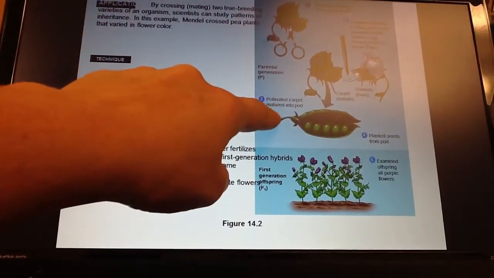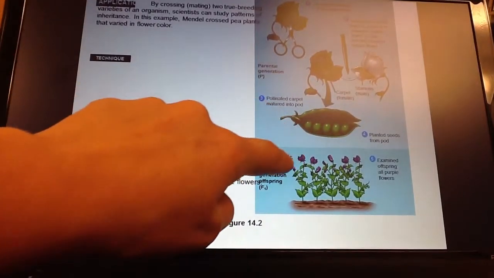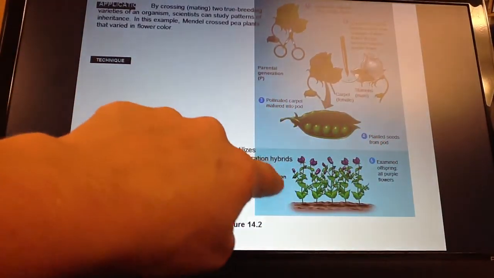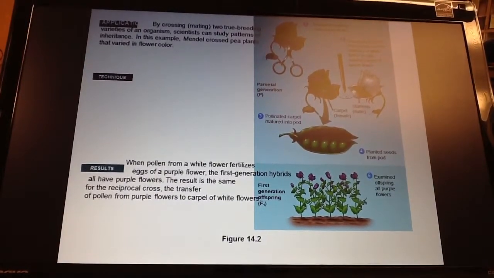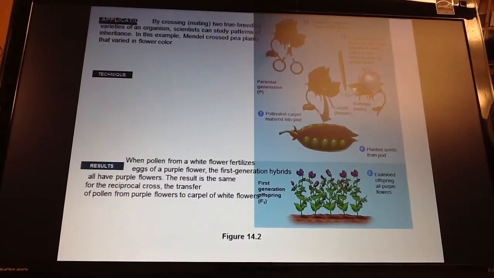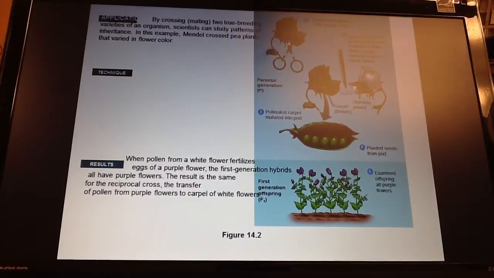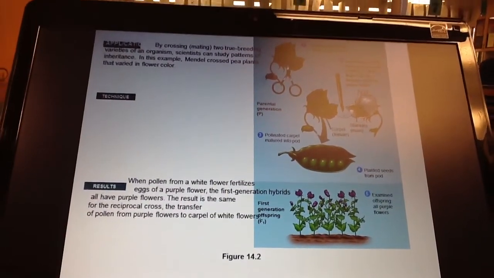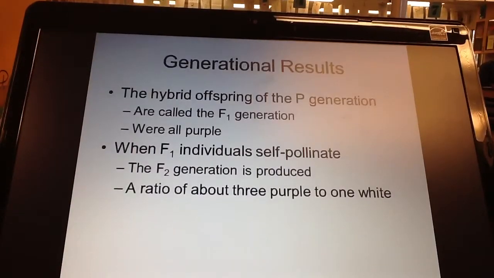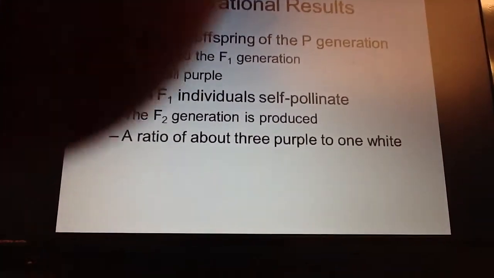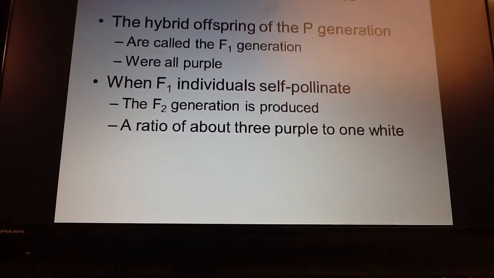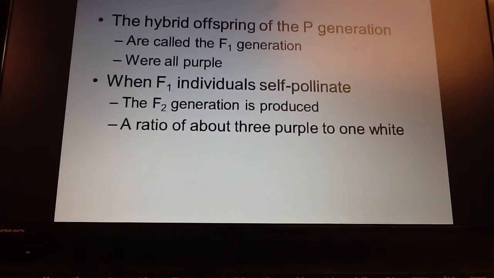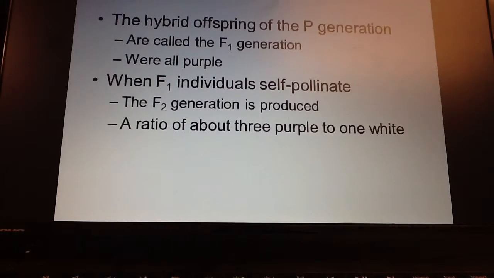And then what he's doing is allowing them to grow up over time. And then he looks at what happens in the offspring. In this case, when he crossed a purple flower with a white flower, all of the offspring that were a result of that all turned out to be purple. And he did this experiment several times with several different results. Now, the idea is that his hybrid offspring, so the resulting offspring that came from crossing of the 2 parents, are called the F1.